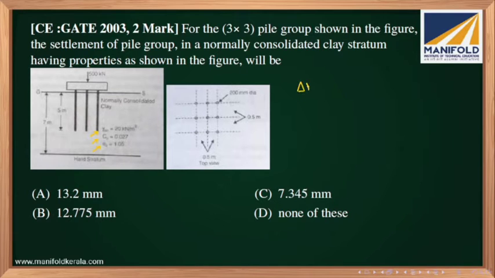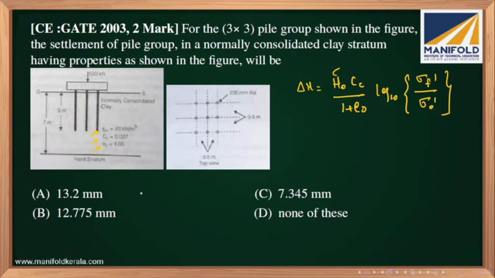So delta H is equal to H naught into Cc divided by 1 plus e naught, where H naught is the initial height of the clay layer undergoing consolidation. The compression index is linear, so it can be used. It is the slope of the graph drawn between void ratio and log of effective stress. Here e naught is the initial void ratio, multiplied by log to the base 10 of sigma f dash by sigma naught dash.